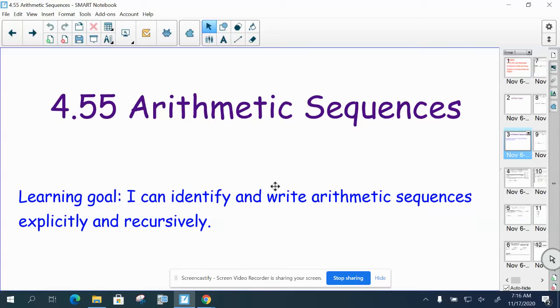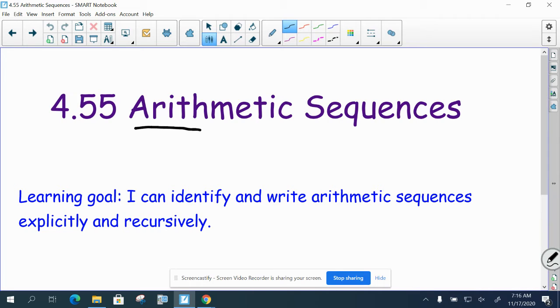This is lesson 4.55, arithmetic sequences. In this lesson, you're going to learn how to identify and write arithmetic sequences explicitly and recursively. Arithmetic just means, you might think of this as like arithmetic, adding or subtracting. So basically, arithmetic means that you've got a linear sequence where you're increasing by the same amount.